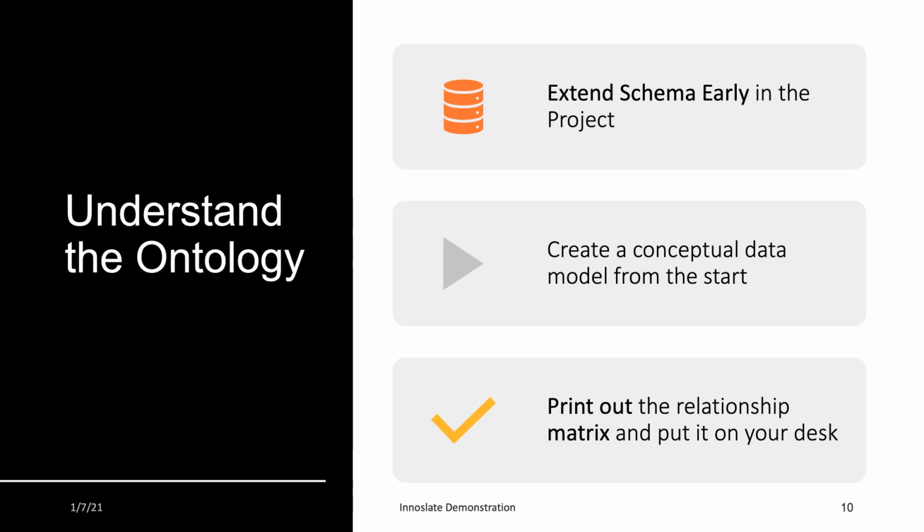how am I adjusting them from the baseline schema that we provide out of the Lifecycle Modeling Language? And of course, we've extended that for Innoslate as well, I would say. So it's a little beyond what LML has directly. And then another good suggestion, and many people have found this helpful, is there's a relationship matrix that's in the specification. We recommend printing that out and putting it on your desk. It'll help you find things quickly, and it gives you a nice visual to work with.